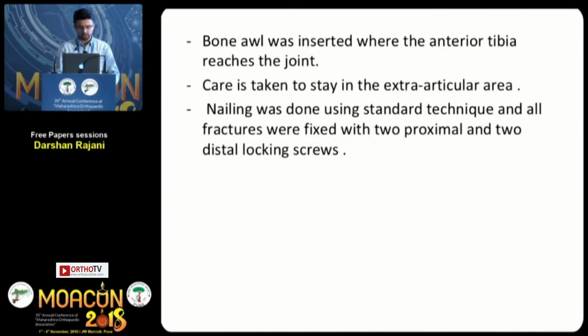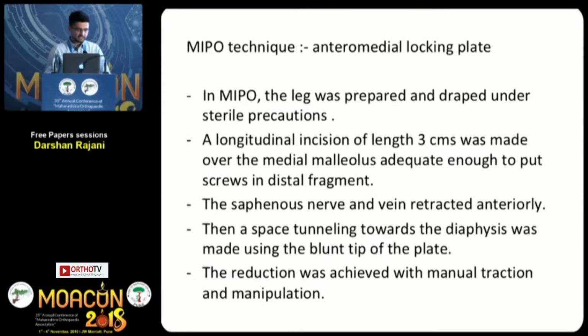Bone awl was introduced, and the entry was made at the tibial plateau, the anterior aspect. Care was taken to stay in the extra-articular area, and nailing was done using the standard technique, and all fractures were fixed with 2 proximal and 2 distal locking screws. Plating technique: the leg was prepared and draped. A longitudinal incision of length 3 centimeters was made over the medial malleolus, adequate enough to put the screws in the distal fragment.